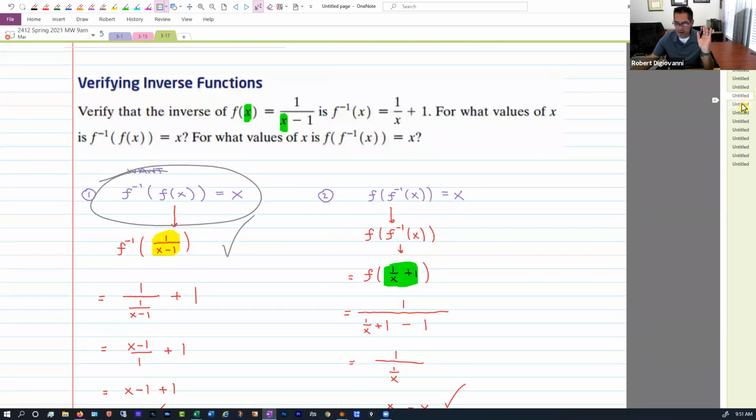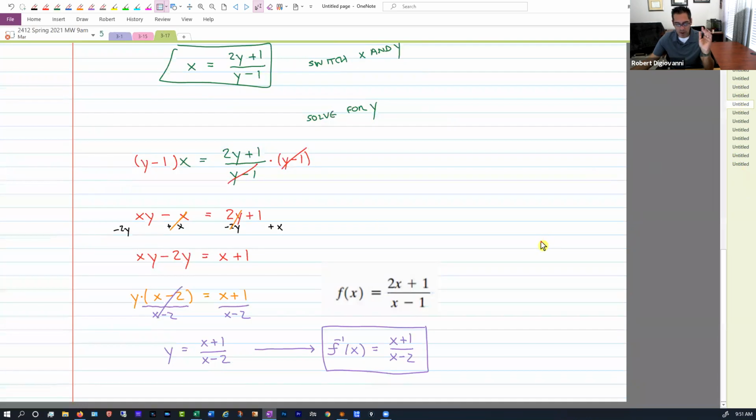Now, I'm not going to do that, just to save us time. But here's what I will do. I'm just going to pick a number just to see if it works. I'm going to pick a number and plug it into this function. So what is f of 2? Let's just plug in 2. If I plug 2 into f, I get 2 times 2 is 4, plus 1 is 5, so I get 5 on top. On the bottom, if I plug in 2, 2 minus 1 would give me 1, so I get 5. Right? So if I plug 2 into f, it spits out 5.